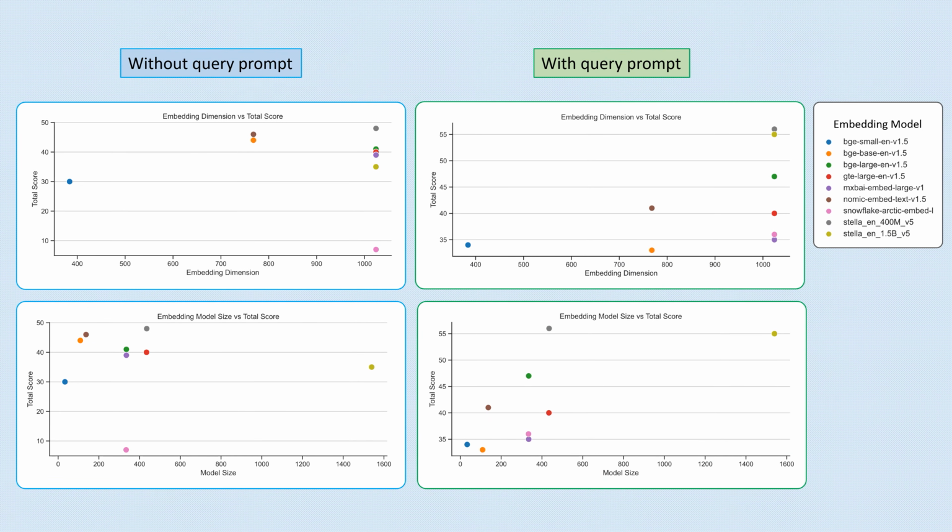Now let's try to visualize their performance with respect to their size and their embedding dimension. Using query prompt seems to have increased the spread or the variance of their scores. This is due to the fact that some models performed really well after using query prompt, but on the other hand, it degraded to some extent for some models. There is an overall positive relationship between the model size and their performance. Stella EN 400M and gte-large-en are the two models which strike a perfect balance between size and performance.